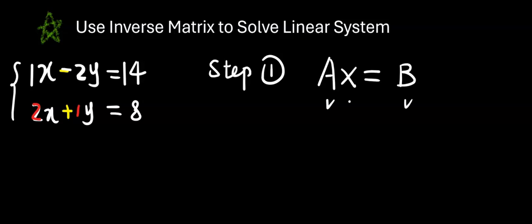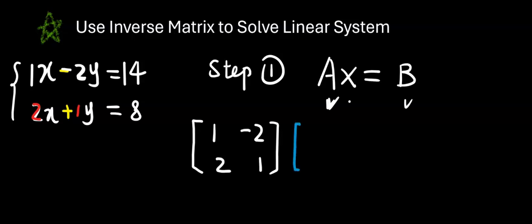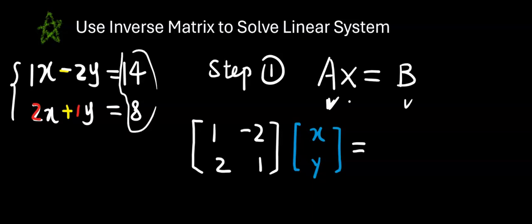So matrix A is done. Then X is the variable we're going to find out. We need to find x and y, so you write down x and y. And then you're going to write down matrix B. Matrix B is right here. So it's 14, 8.